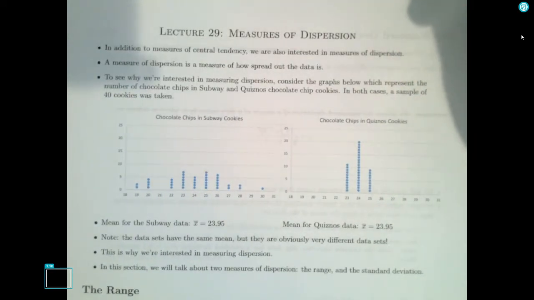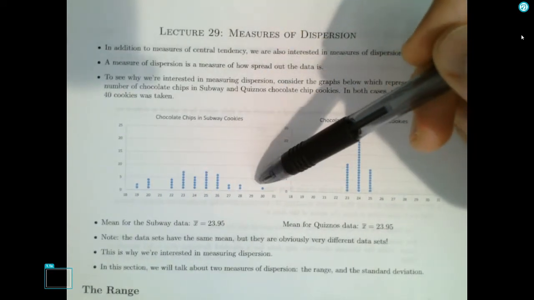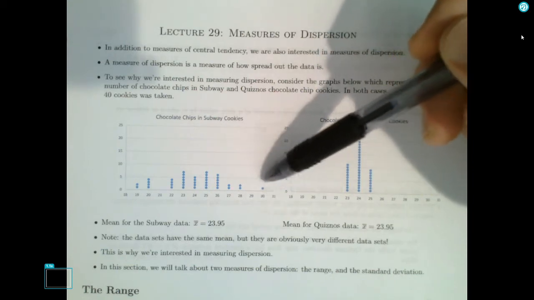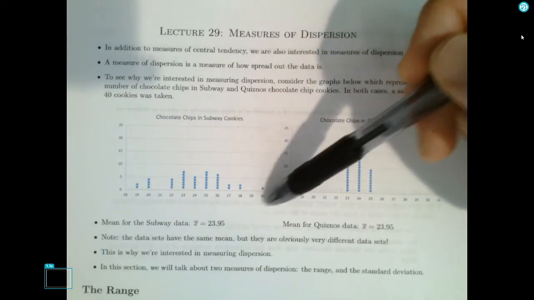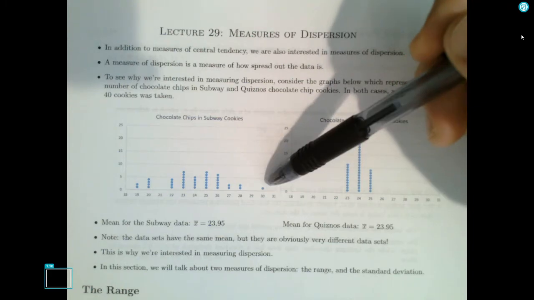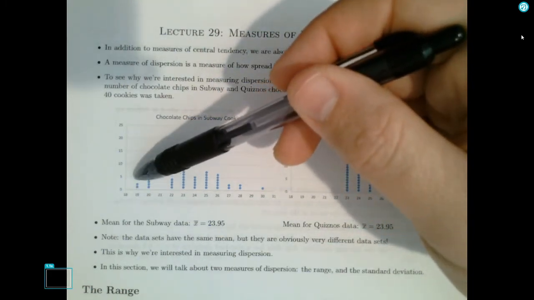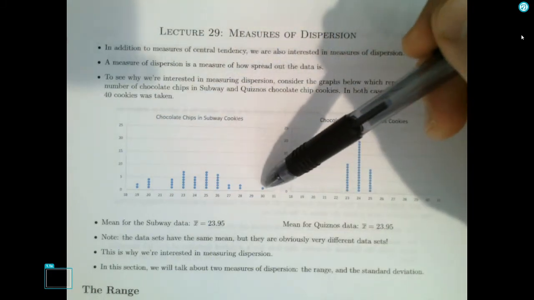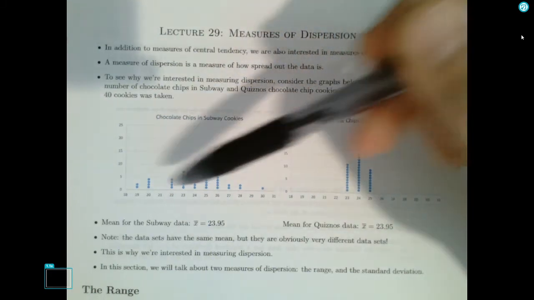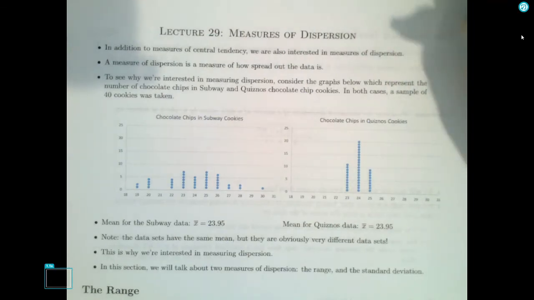So let's calculate the range of the Subway and Quiznos data above. For the Subway data, it looks like the largest data value is 30, right? So the cookie with the most chocolate chips in it had 30 chocolate chips, and the one with the least number of chocolate chips had 19 chocolate chips. And actually there were two of those, right? So 30 minus 19 would be the range of the Subway data.